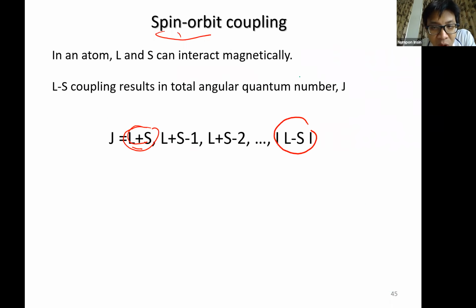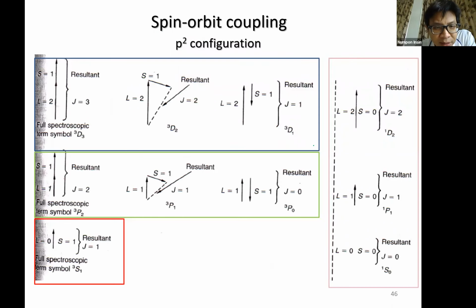Okay, so the J value, there's no minus value. It has to stop at 0 or before 0, depending on what the absolute L minus S is that you get. So this one, J comes from the vector combination of L and S as well. So you don't have to draw this.